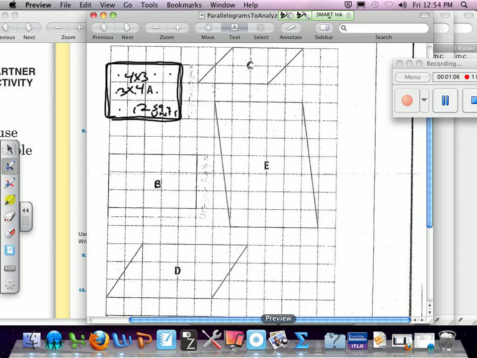Another rectangle's over here, same sort of idea. I've got 1, 2, 3, 4, 5 across, but I have 3 groups of 5 across. So I have 15 square units. So for the first part of our notes, it's just about the rectangle.